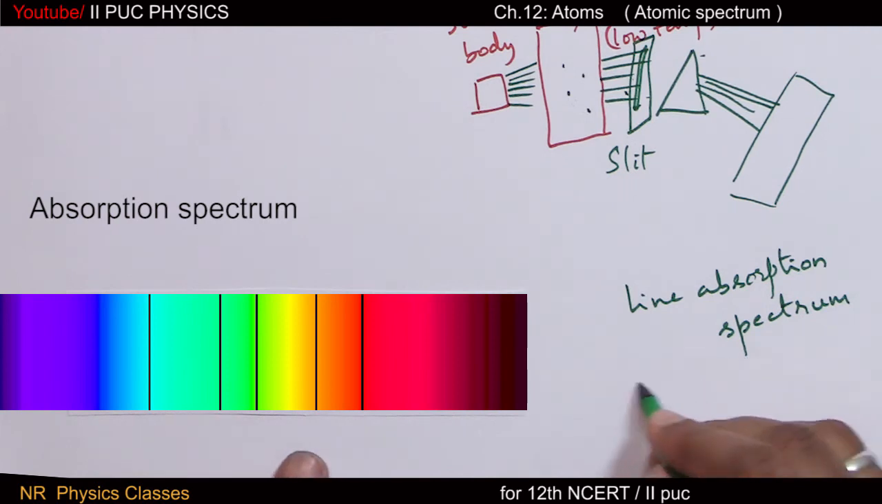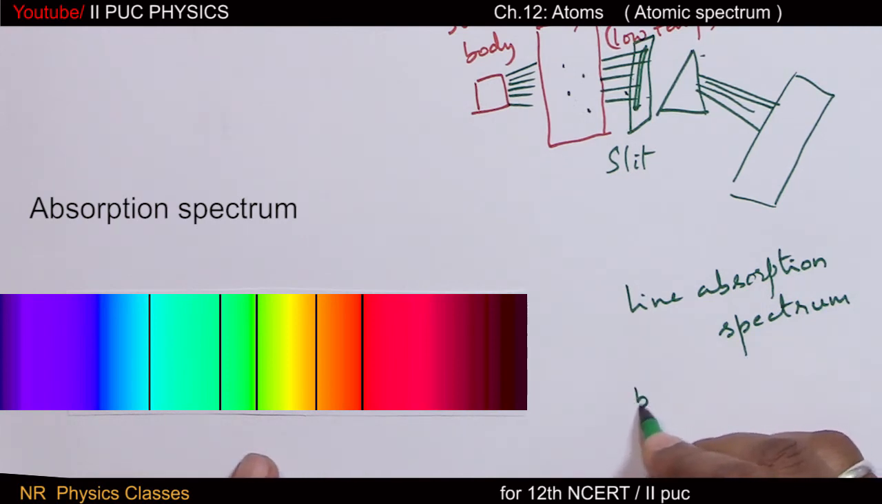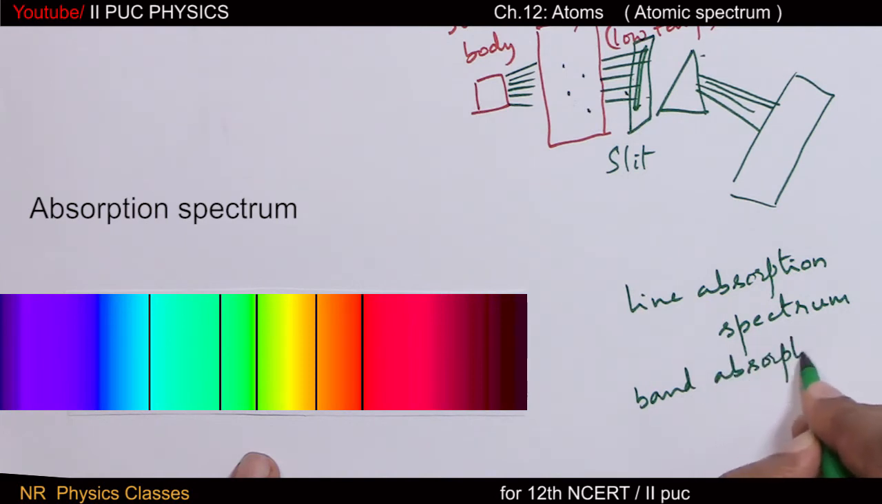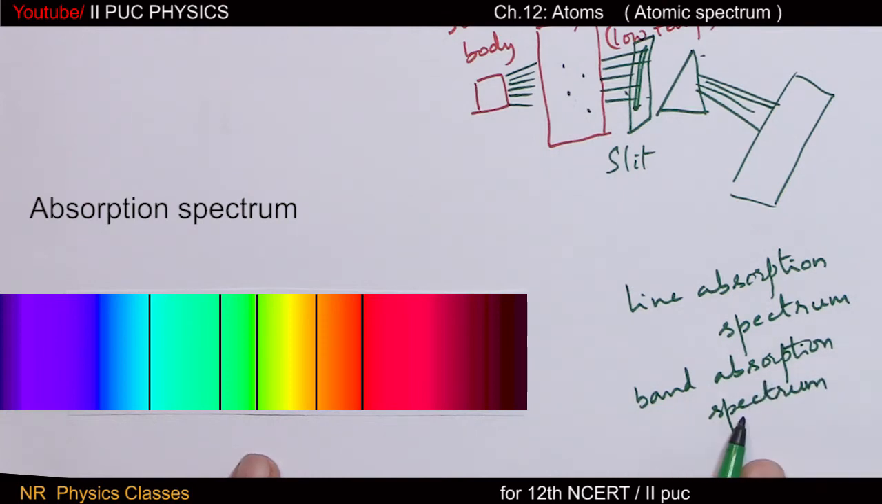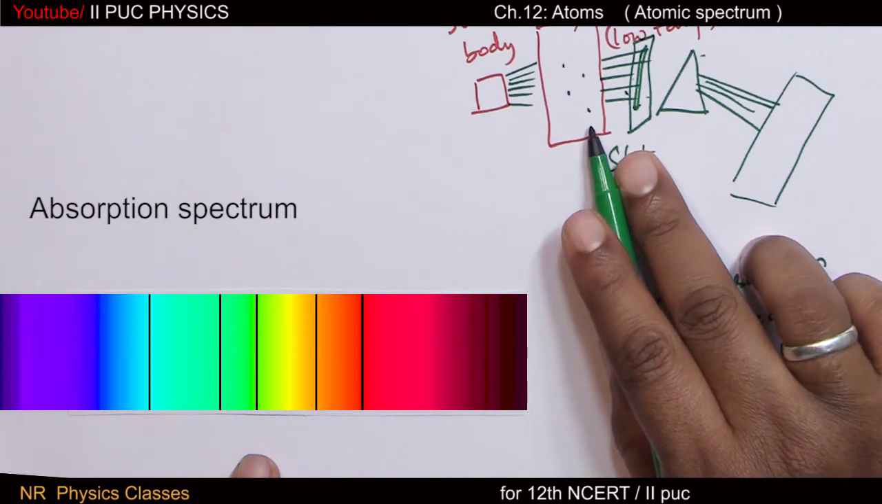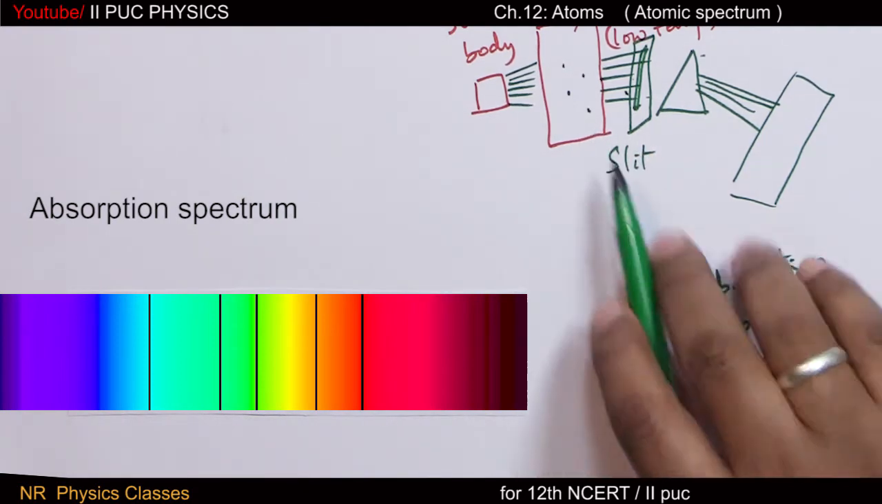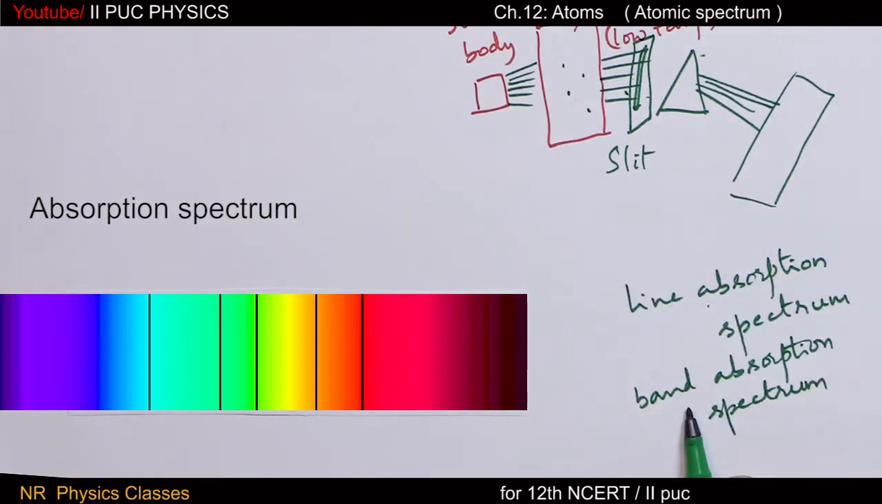Instead of lines, bands are obtained, which means a band absorption spectrum. Band absorption spectrum is obtained when the absorber is in molecular state. Atomic state, line. Molecular state, band absorption spectrum.